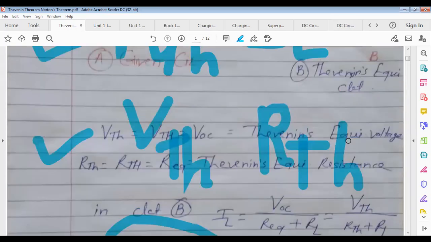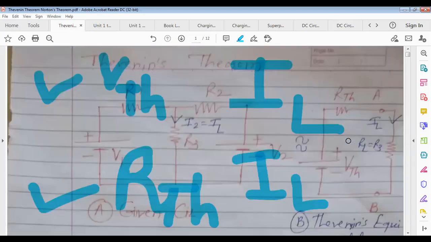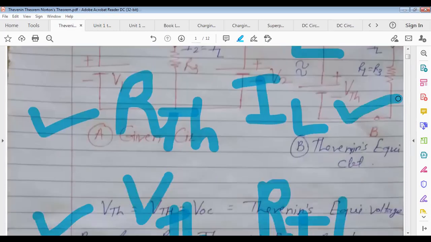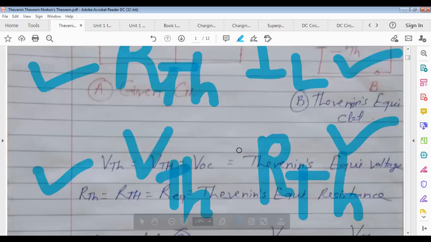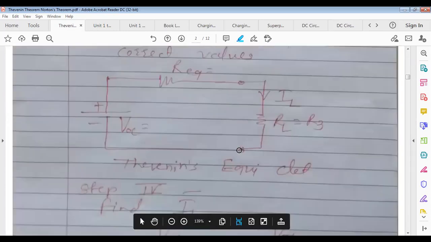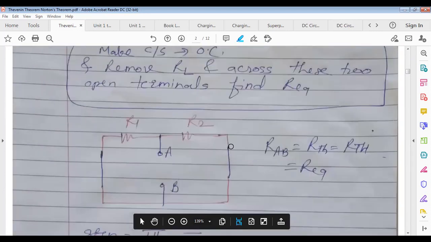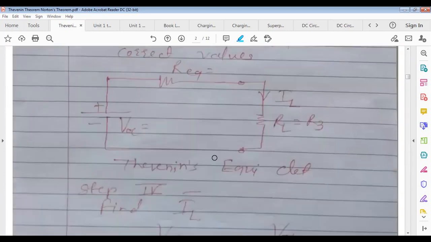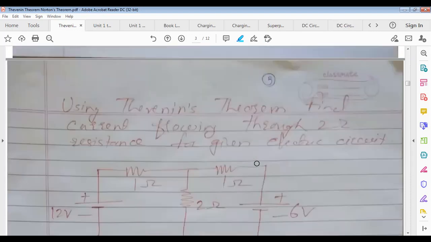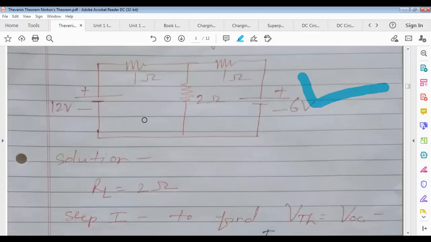But if the circuit is difficult or lengthy, then you will be asked to find out only VTH or only RTH, or any two of these. Got the thing for Thevenin's? So for Thevenin's we have this type, see this type we have considered.